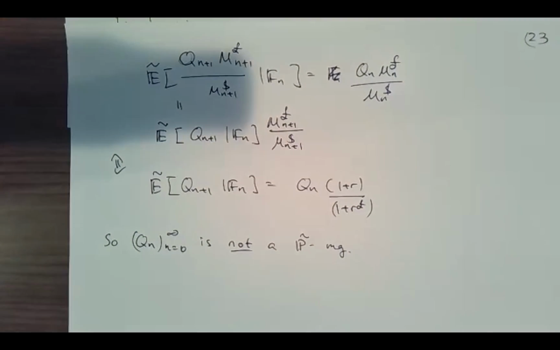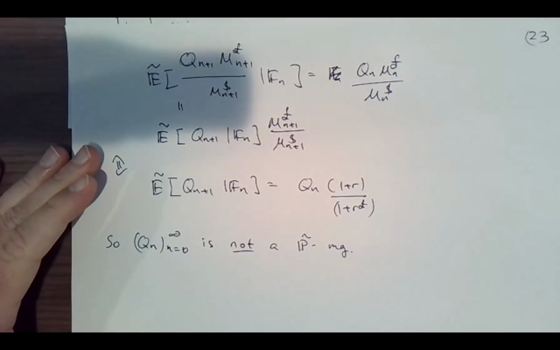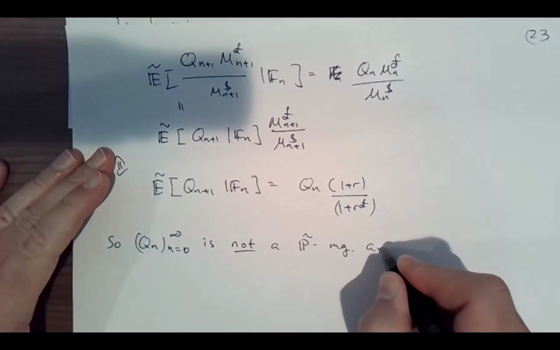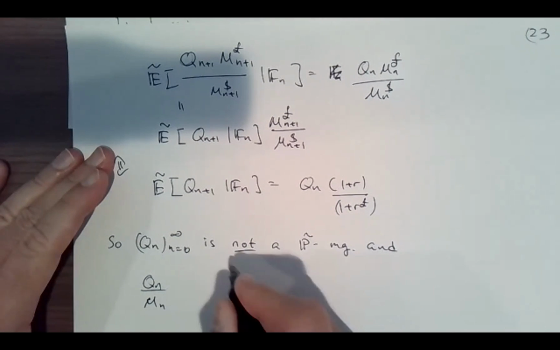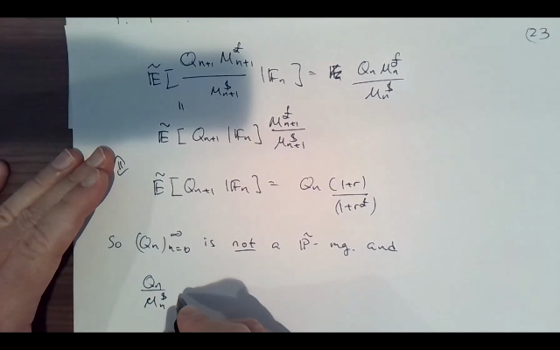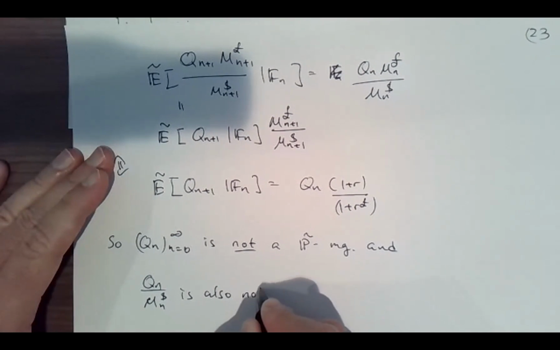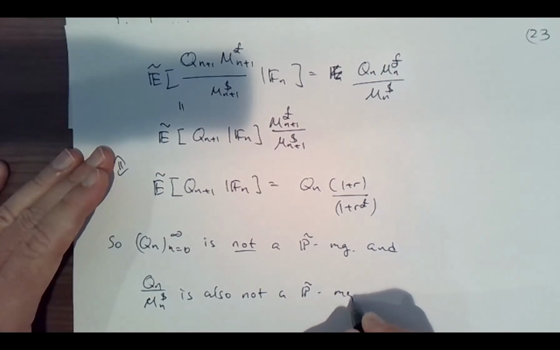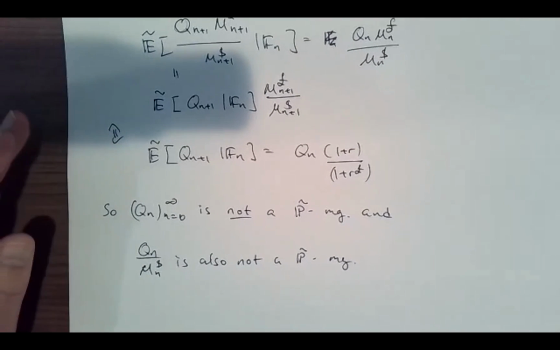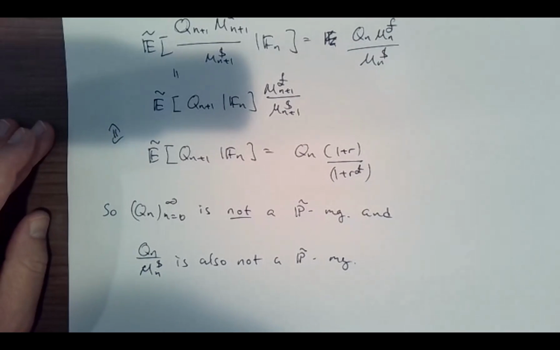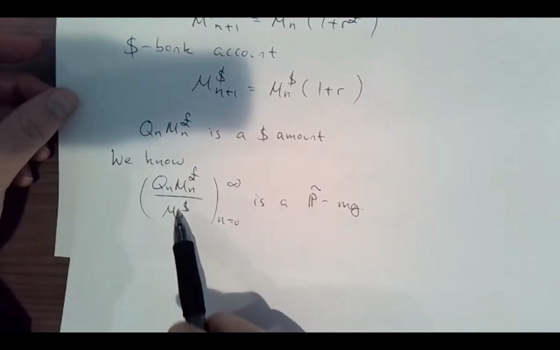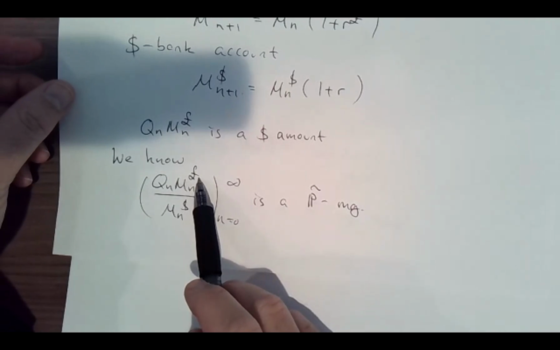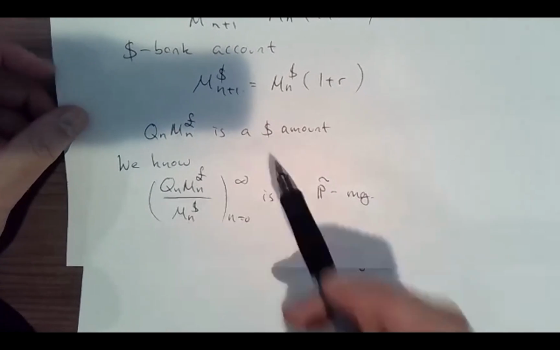I should also say here that it's not only that that's not a martingale, but we also have that this is not a martingale. And for example, if I would start discounting by the money market account, this thing is also not a P tilde martingale. The thing that is a martingale is this one here. So you need to multiply onto the foreign bank account and divide by the domestic bank account. This will give you a martingale product.